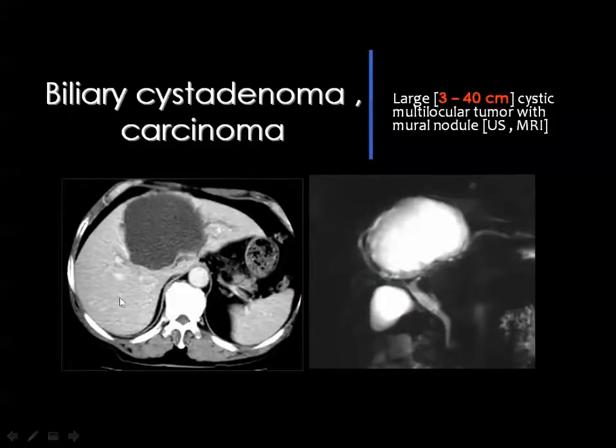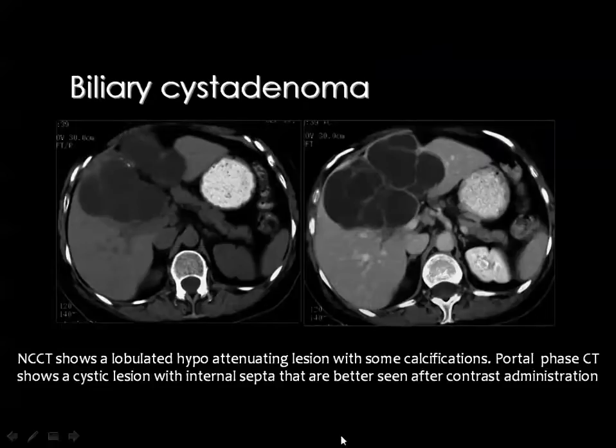And this is a good example of unilocular biliary cystadenoma. And you see the dilated biliary radicals around the lesion in the contrast enhanced CT scan. And this is MRI or MRCP. And you see the lesion with dilated biliary radicals around.